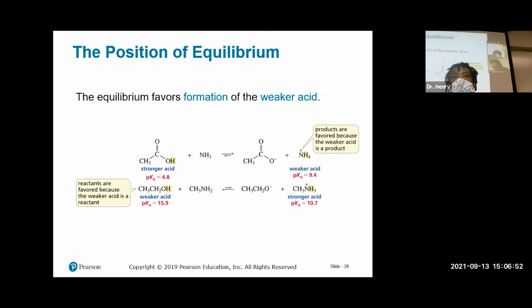So in both cases, you want to look at the acids. So you want to look at acids on both sides. So in this case, this is the acid on this side, and this is the acid on this side. And that's what you're going to use to determine. Do you understand what I'm saying?